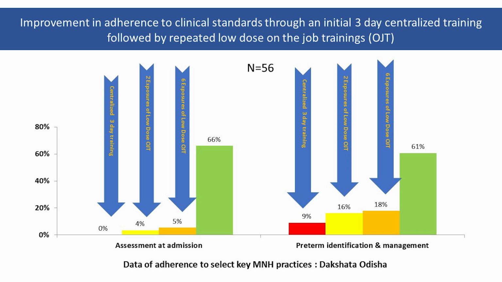Similarly, for the preterm identification of the newborn at the time of admission, and appropriate management by antenatal corticosteroids or the other standard practices, here also you see that you needed at least 6 exposures of low dose on-job trainings to get to a level of 61% adherence to the practices related to preterm identification and management.